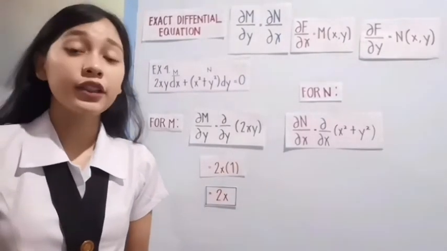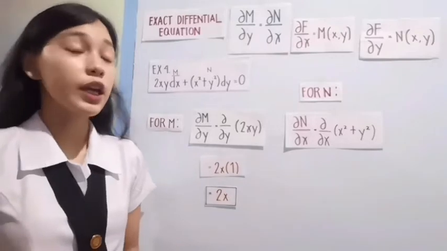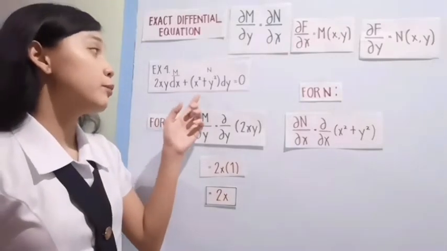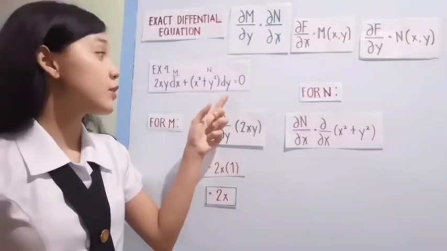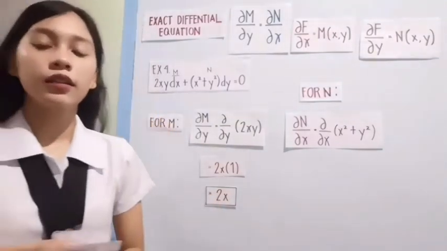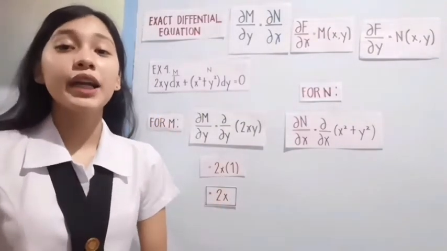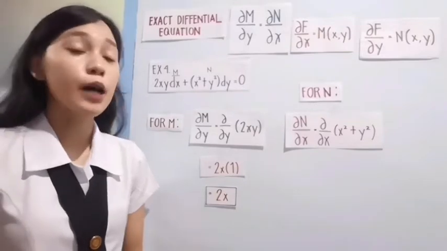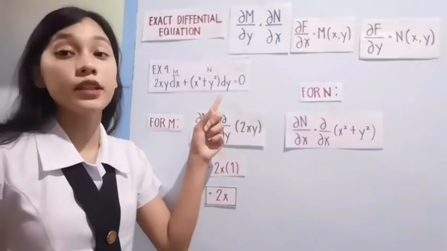So, hanapin naman natin yung value ng n natin gamit yung equation na x squared plus y squared dy. Tama.